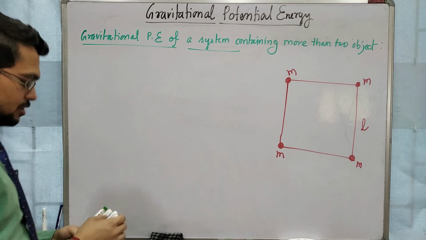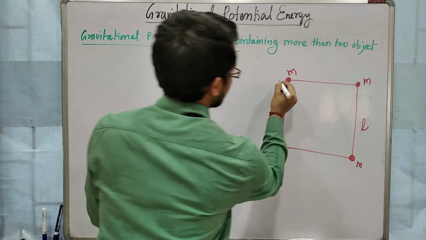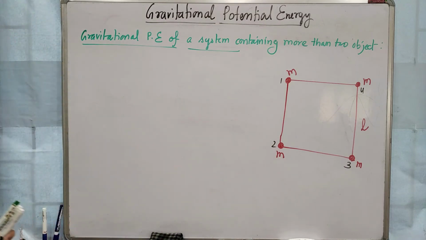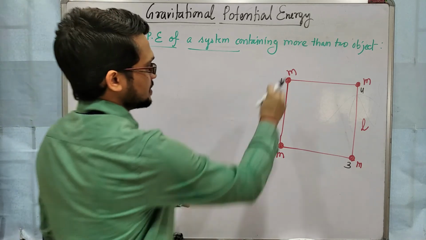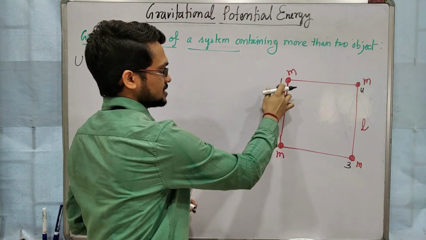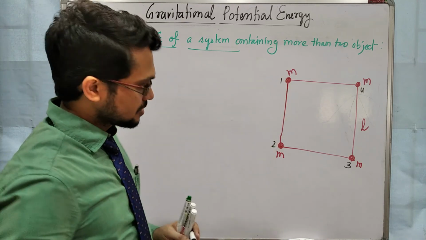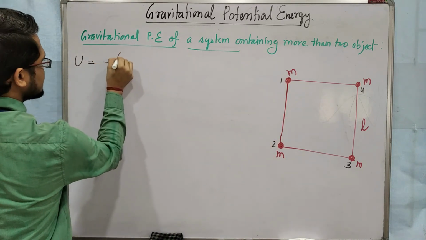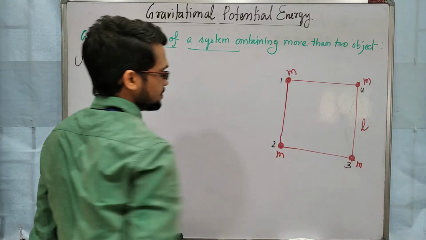So how will you find? Here I told that you have to find the combination. Give names 1, 2, 3, 4, so that you can understand which combinations you are taking and which you are not taking. So potential energy U: first bring one mass. All the masses are at infinity now. First bring one mass, this mass. No other mass is there, so no potential energy for this mass. Now bring 2, then we are getting one combination, so you will get minus G m m by distance L here. Square side L.